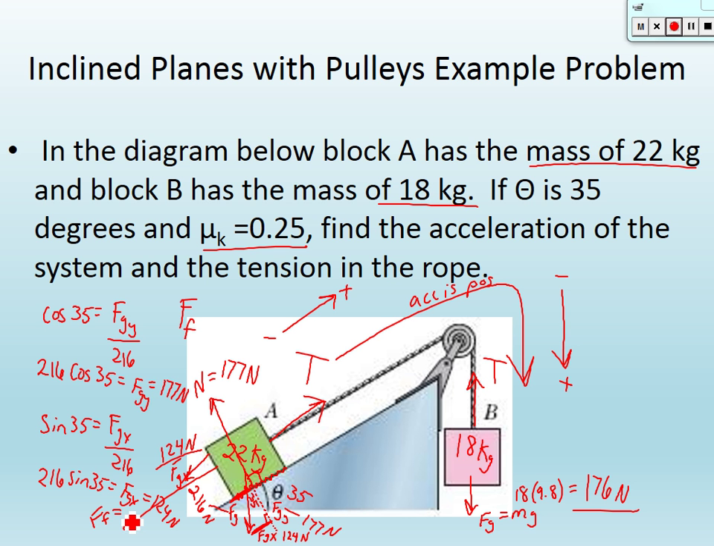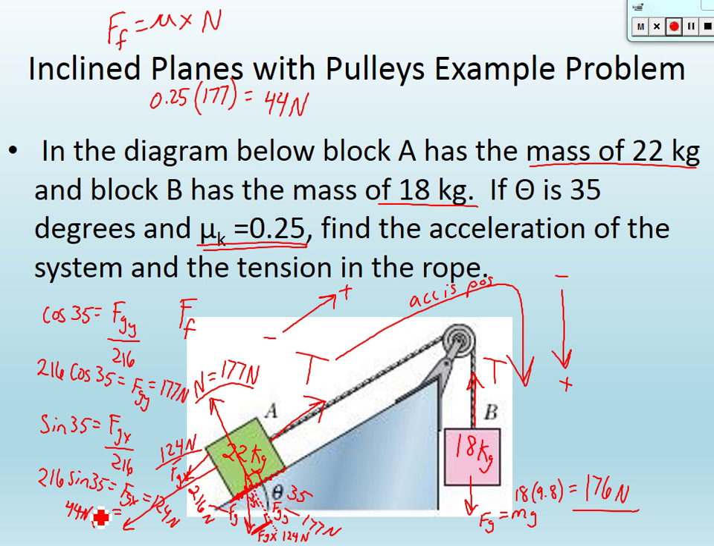Yeah, we have the coefficient of friction, so force of friction is equal to mu times the normal. Mu is 0.25, and the normal force was 177. What was that? 44? 44 newtons, okay? Let's put that in over here. Force of friction.